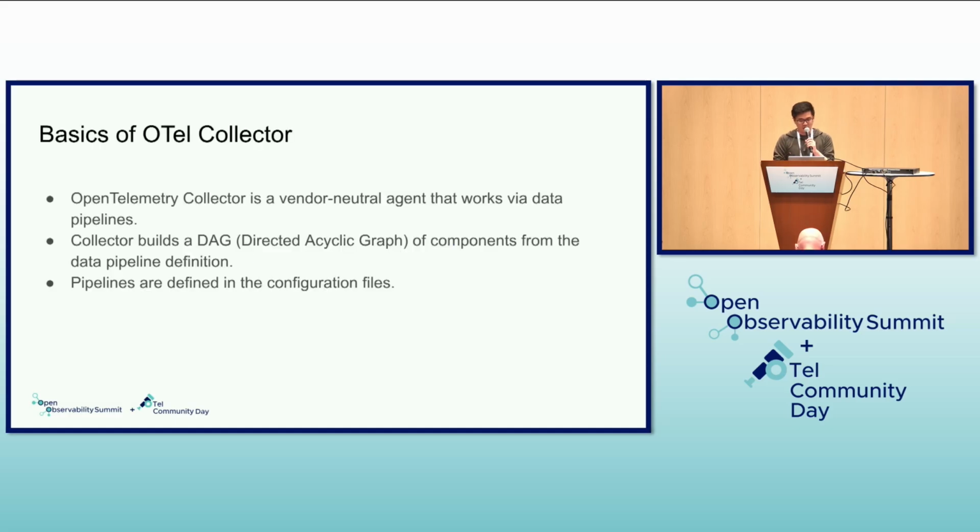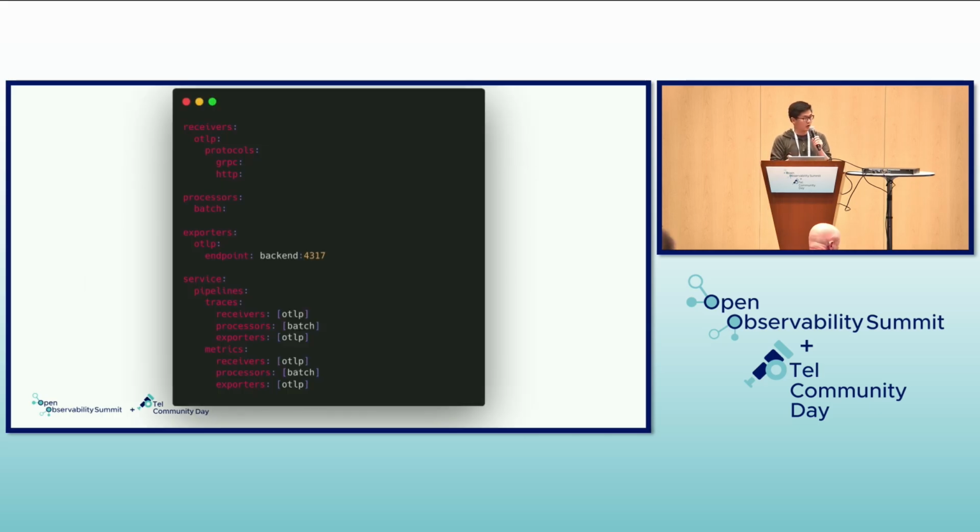For the basics part, as most of us in the room know, OTel Collector is a vendor-neutral agent that works via data pipelines. The data pipelines are represented as a DAG, an internal graph representation inside the Collector, and they are defined with YAML files in the configuration. Here is a very simple sample of an OTel Collector config, which consists of an OTLP receiver, a batch processor, and the OTel exporter, kind of the simplest config you can ever have.